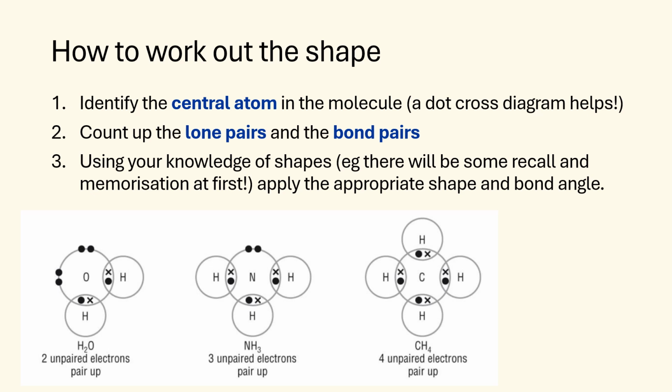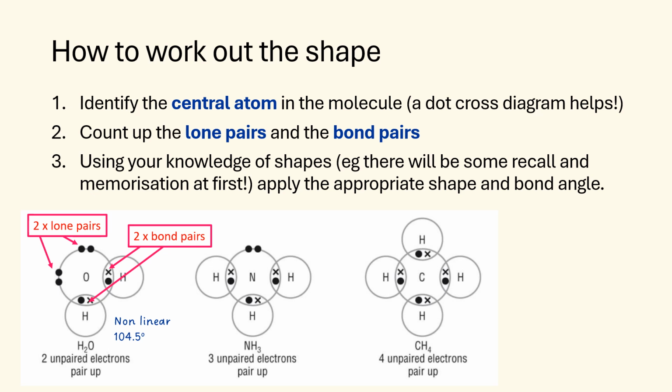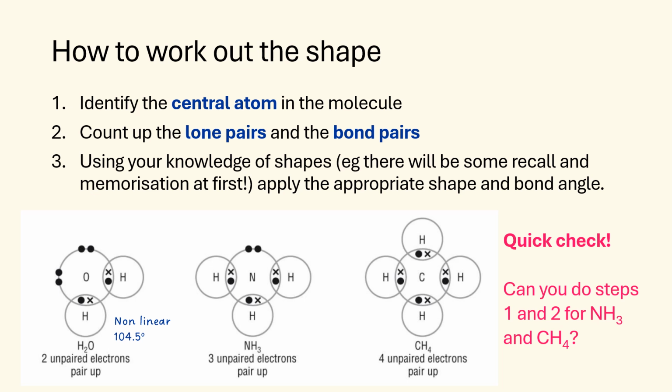I've got some dot cross diagrams here. I'm going to take you through the water one and then get you to have a think about the other two. There are two lone pairs on the oxygen, which is the central atom in water. There are two bond pairs also. From memory you would need to link that to the shape called nonlinear, or V-shaped or bent, and the bond angle 104.5 degrees. I'm going to get you to pause for a second and see if you can do those two steps for NH3 and CH4.